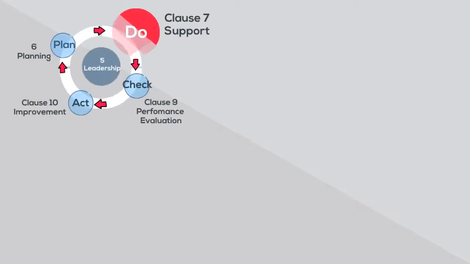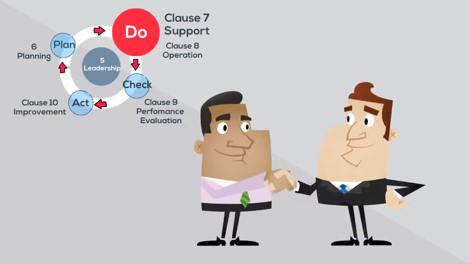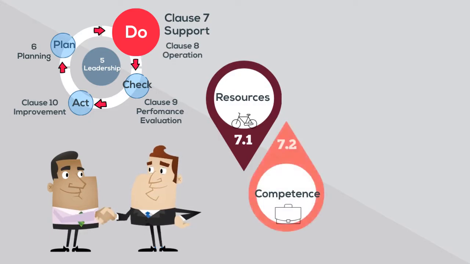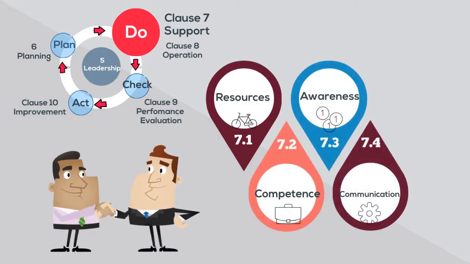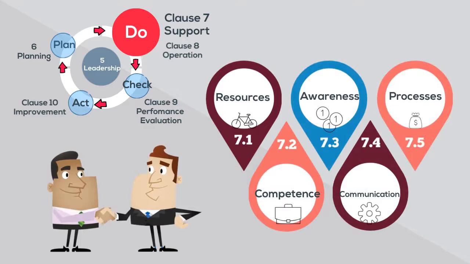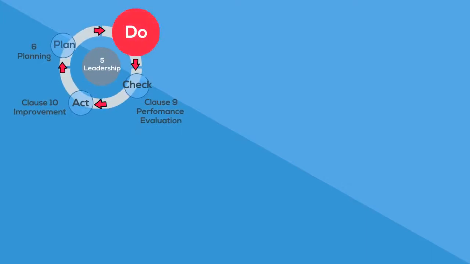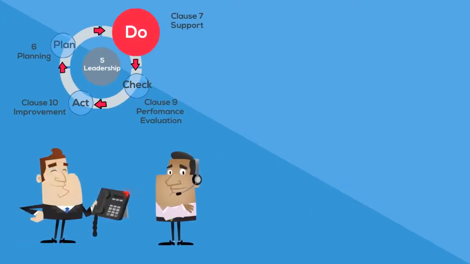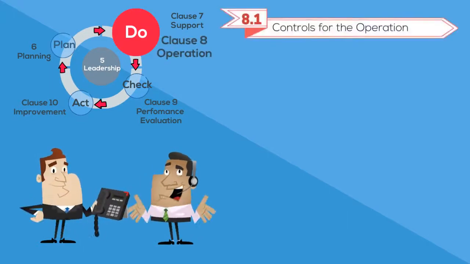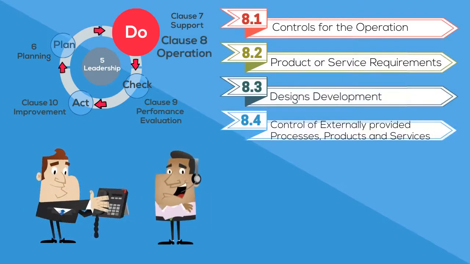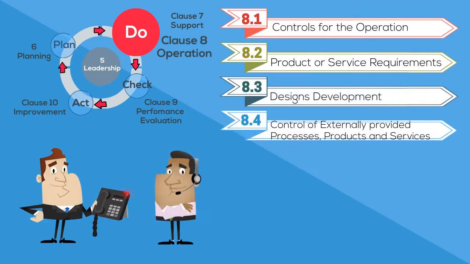The organization needs to provide the support structure to allow you to run the business effectively as planned. This includes resources, identifying competence, awareness, communication, and to set the processes for creation and control of documented information. Once the company has processes, controls, and supports in place, it is time to identify controls for the operation, product or service requirements, designs developed, controls placed on externally provided processes, products, and services.